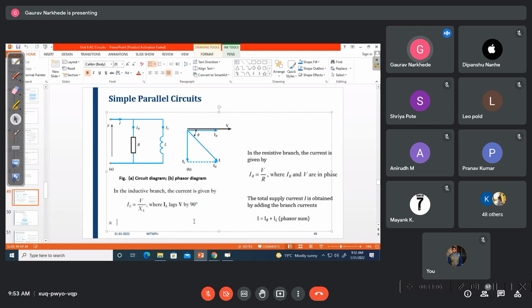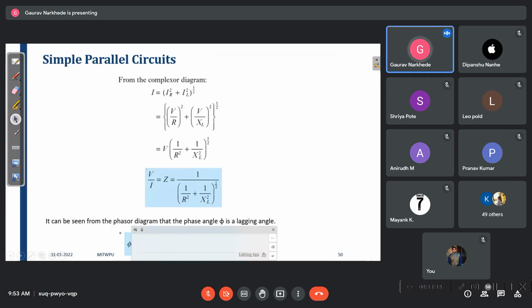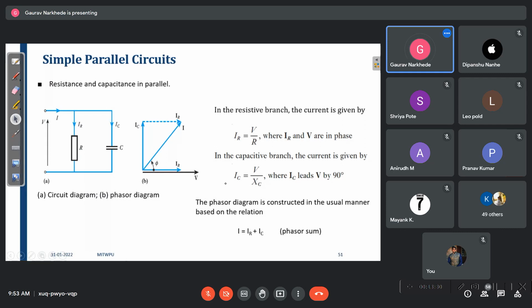Okay. And then if you go after that, then we have also seen this thing. Maybe I can put it in PPT mode. Okay. So phi is nothing but R upon XL, or you can write R upon omega L. And this derivation we have completed. Z is nothing but 1 by root of 1 by R square plus XL square.